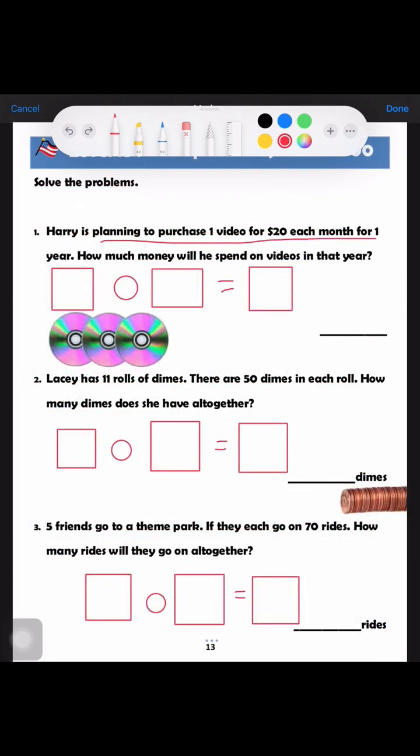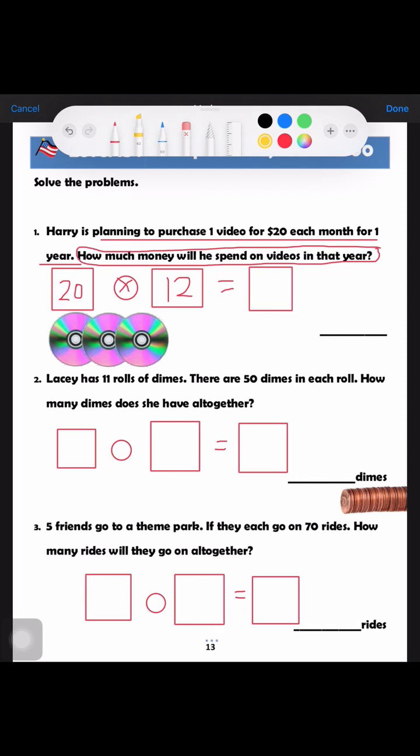Okay, next page. Harry is planning to purchase a video for $20 each month for a year. So how much money will he spend on video in that year? This is what we need to find. So he needs to pay $20 per month. And in 1 year, there are 12 months. So the total number should be 20 times 12. So what is the answer?